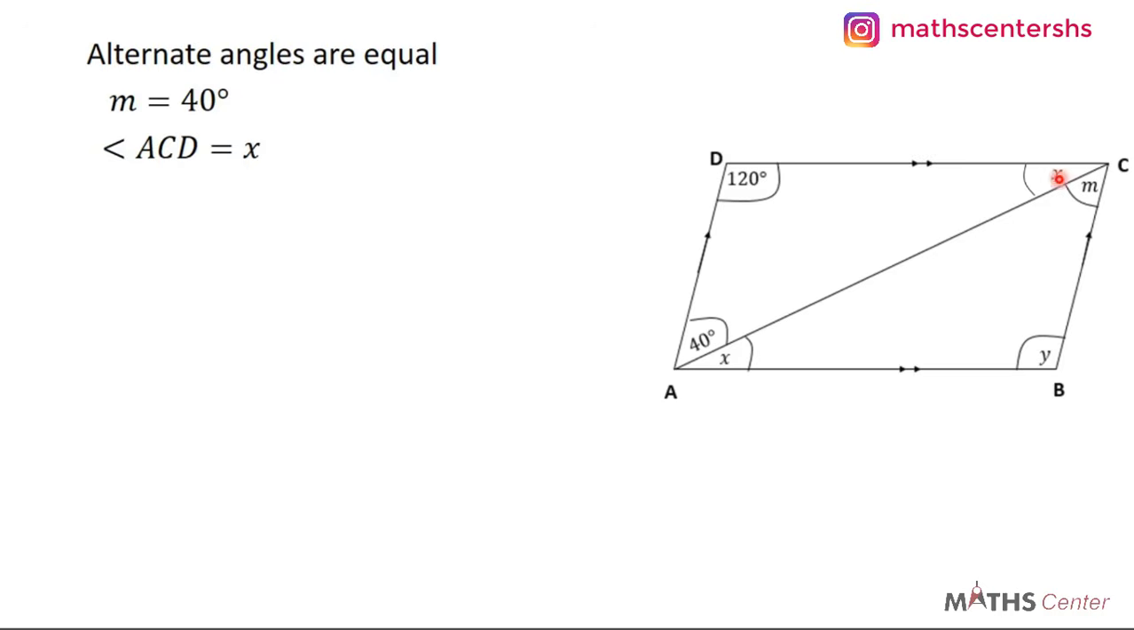So here we are using alternate angles, and we have figured out that if here is S, then this side is also S because they are alternate angles. We have S, we have 120 degrees, we have 40 degrees.